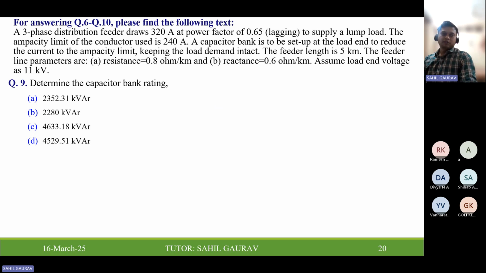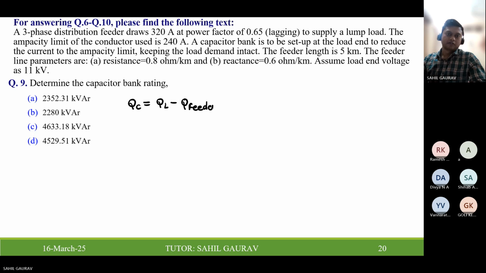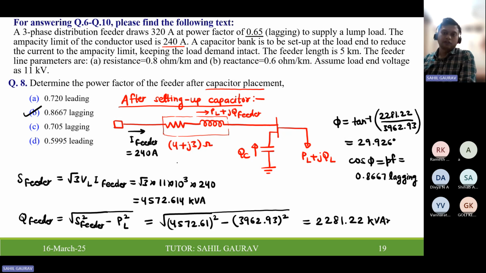Now come to the next problem. Determine the capacitor bank rating. Now you have to find the QC. QC, we know, is QL minus Q feeder. So QL, we have found or not? QL we have not found. So QL we can easily find.